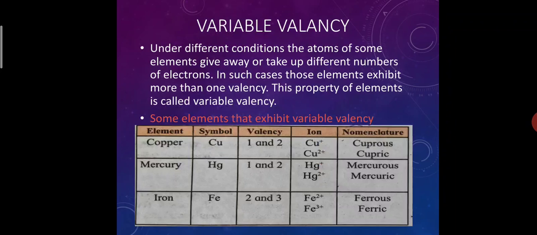Variable valency. Under different conditions, the atoms of some elements give away or take up different numbers of electrons. In such cases, those elements exhibit more than one valency. This property of elements is called variable valency. Some elements that exhibit variable valency are as follows. First, copper exhibits the variable valencies 1 and 2. Mercury exhibits the variable valencies 1 and 2. And iron exhibits the variable valencies 2 and 3.